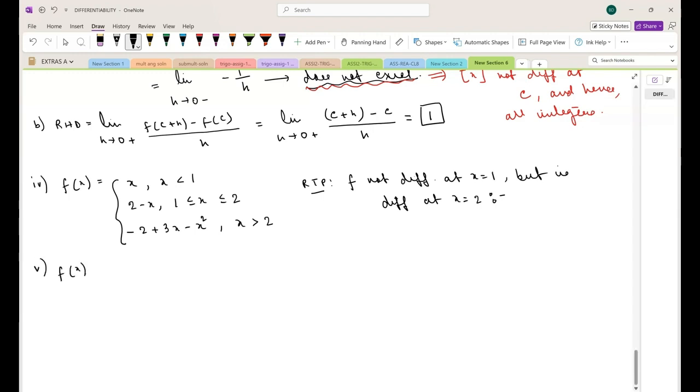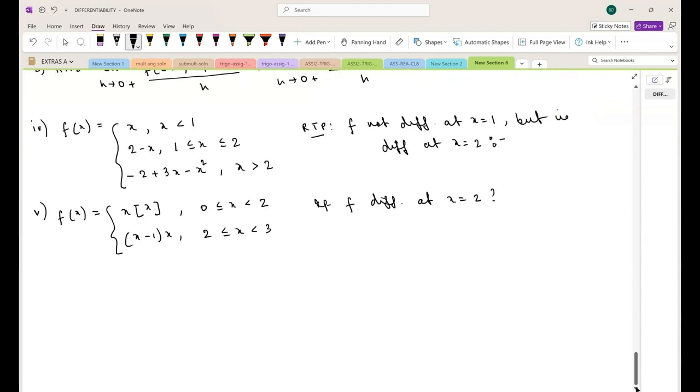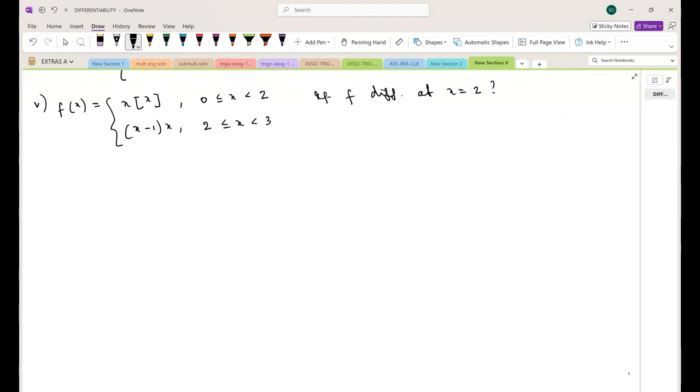Next, f of x equal to x box x when 0 is less than or equal to x less than 2, and x minus 1 into x when 2 is less than or equal to x less than 3. This is how f of x is defined, and the question is: is f differentiable at x equal to 2? Let's check.